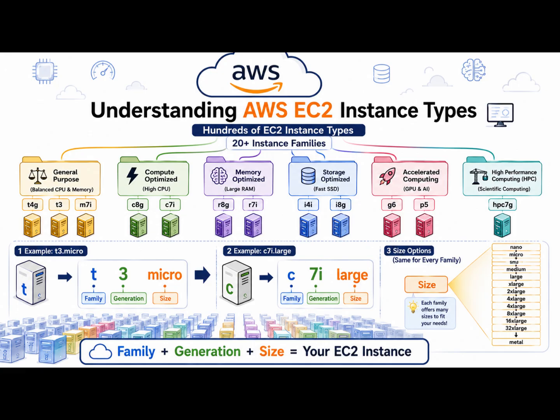Need more CPU? Choose the compute-optimized family. Need more memory? Pick memory optimized. Building AI applications? Go with GPU instances. Just remember this simple formula. Family plus generation plus size equals your EC2 instance.